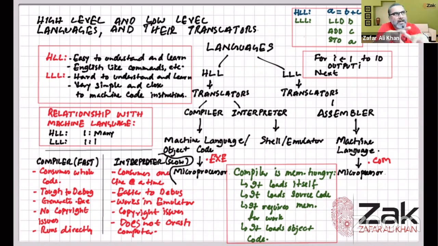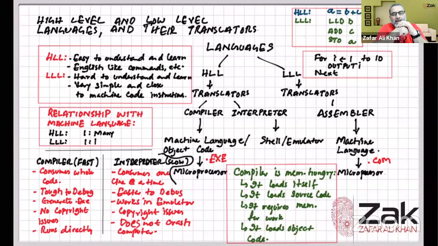So if there is an error, the processor will not be stuck. The system will not be hanged, so it does not crash the computer. A compiler's output can crash the computer, but an interpreter's output does not crash the computer. And there are copyright issues. Why are there copyright issues?